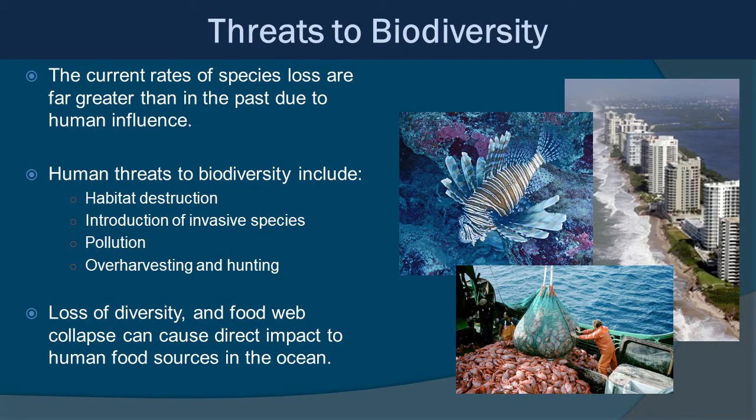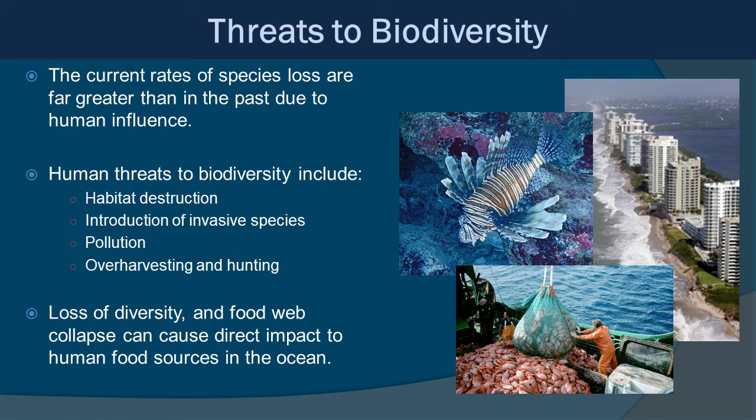Now, of course, there are serious threats to biodiversity out there. The current rate of species loss is far greater than in the past due to human influences. So what are some of the things that we're doing to decrease biodiversity? First of all, habitat destruction. Just look at that picture on the far right. That's all coastal shoreline that has development on it, big high rises and whatnot. This affects habitat, right? Then there's the introduction of invasive species like the lionfish and other species that essentially unbalance an ecosystem.